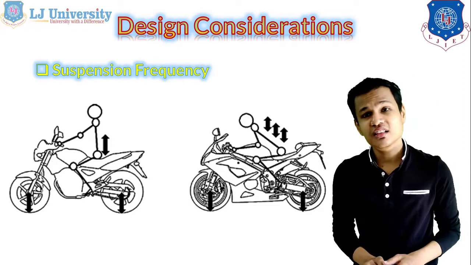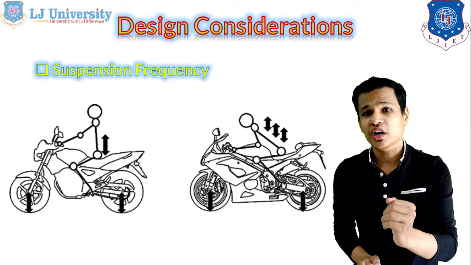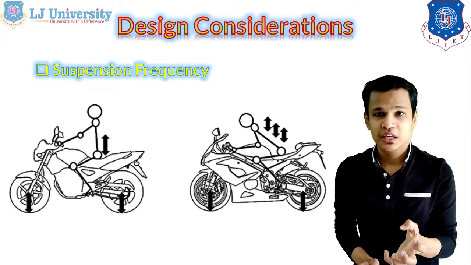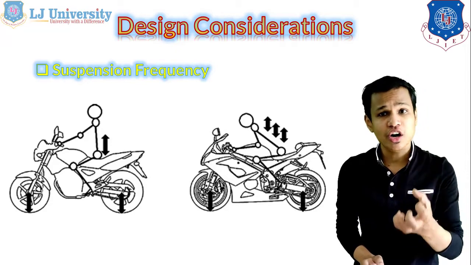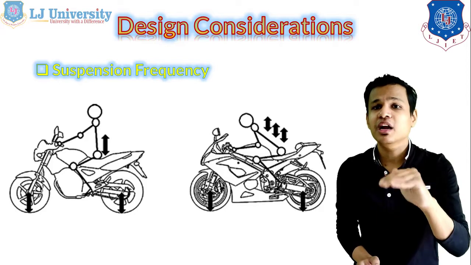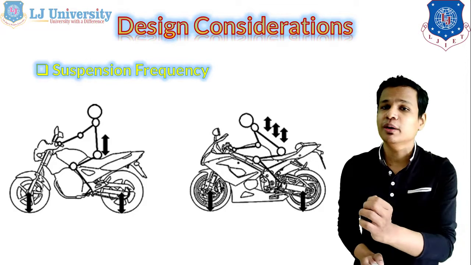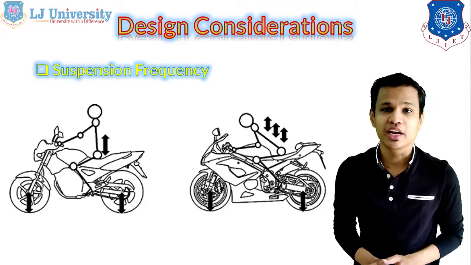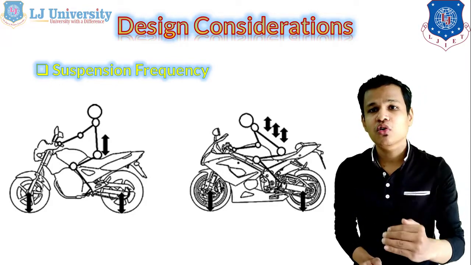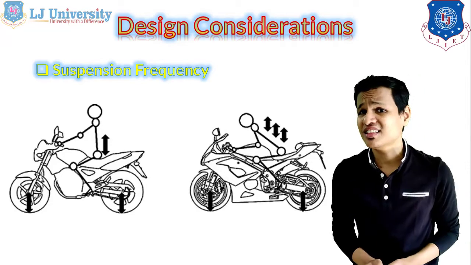The first consideration is the suspension frequency. Whenever we go over a bump or any load, the spring attached with the suspension will vibrate. That vibration frequency should not be so high that the vehicle keeps going up and down for a long time. The value of the frequency should be between 1 to 1.5 Hertz. That is the maximum value. Above that value, the driver will not feel comfortable, and the vibration will be too much.